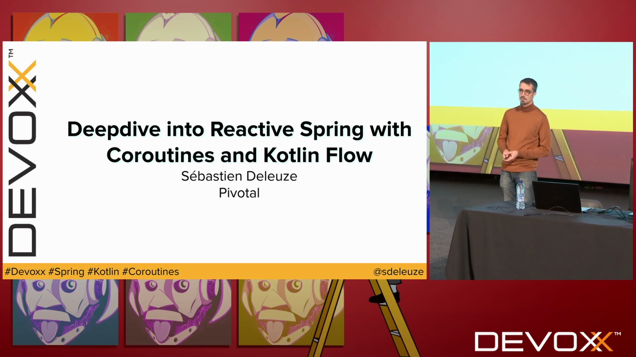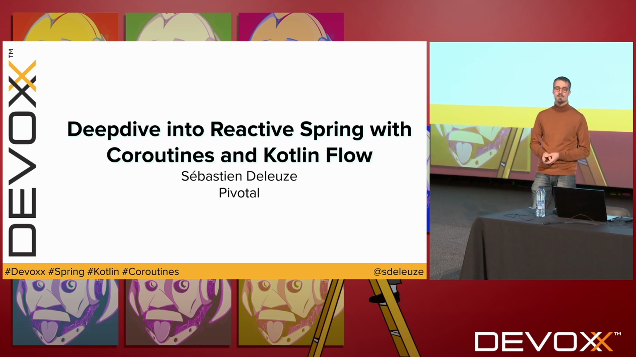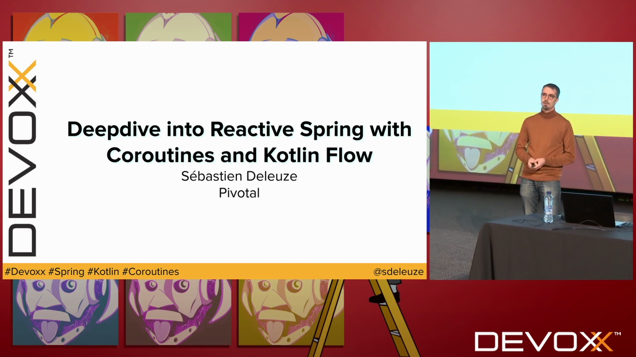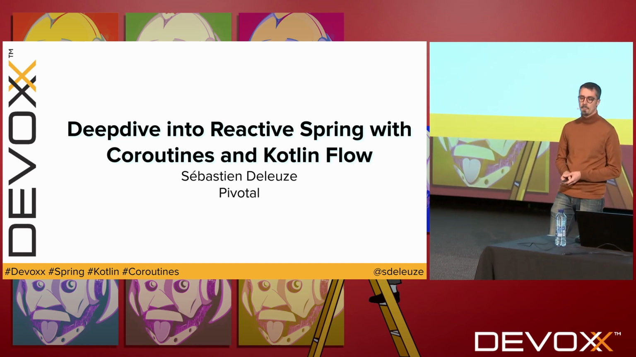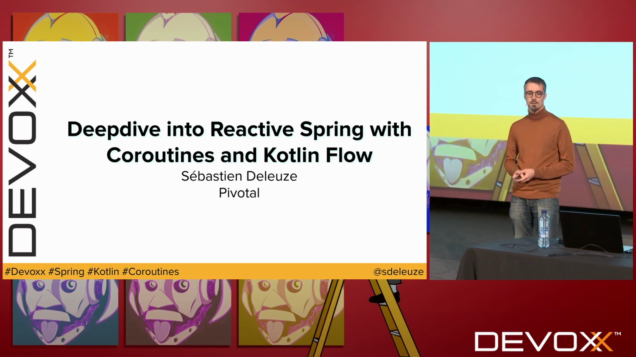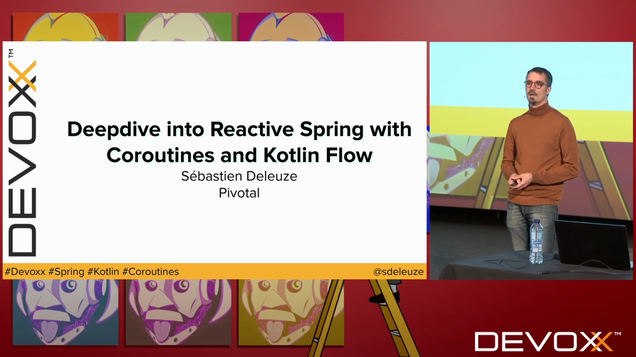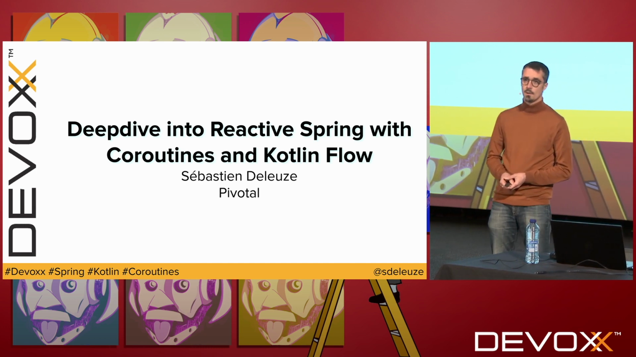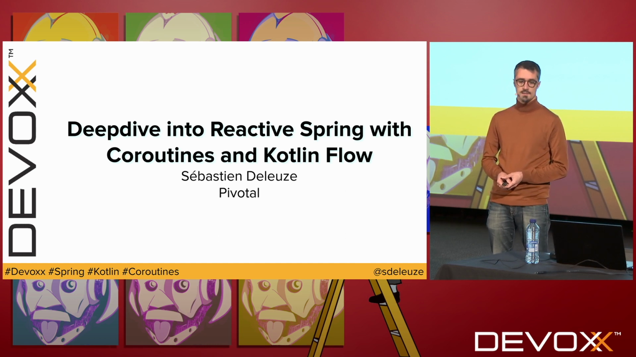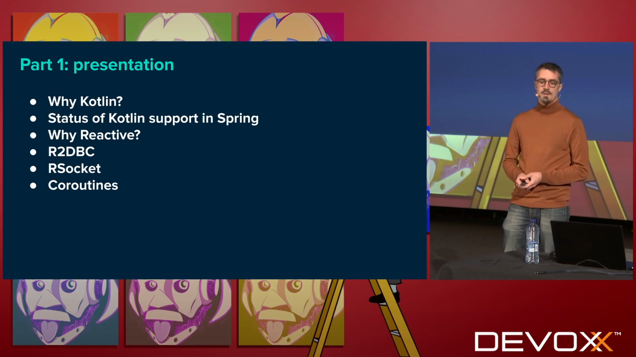And today we are going to do a deep dive into Reactive Spring with Coroutines and Kotlin Flow. So we are going to see a wide range of topics: Spring Boot Kotlin support, what are coroutines, what are the new parts of the Reactive Spring stack like R2DBC for Reactive SQL and RSocket. So we are going to see all these topics in detail. We are going to start with a presentation.